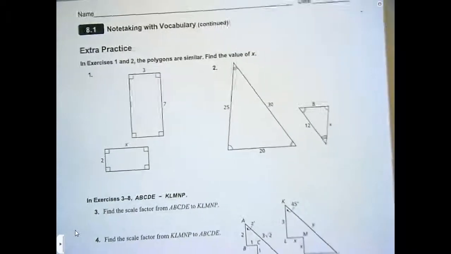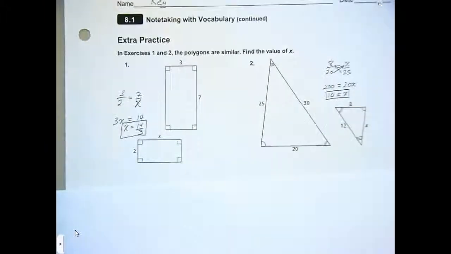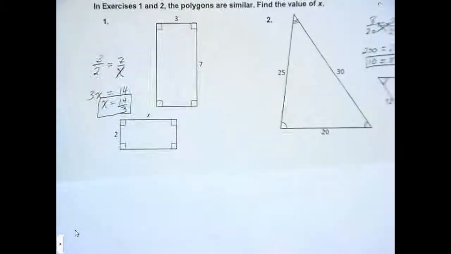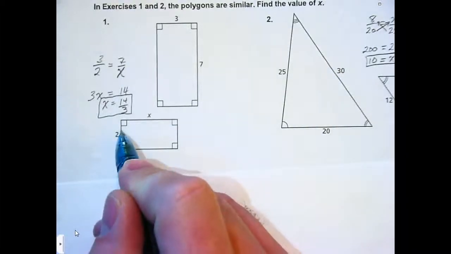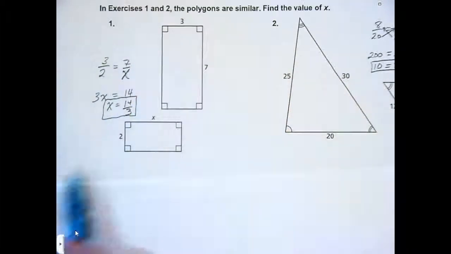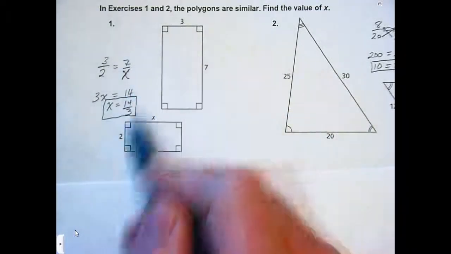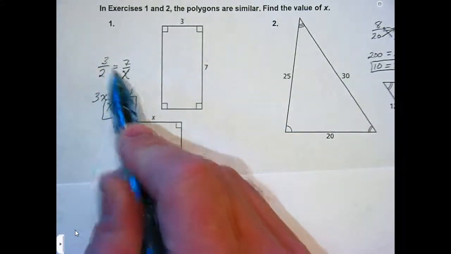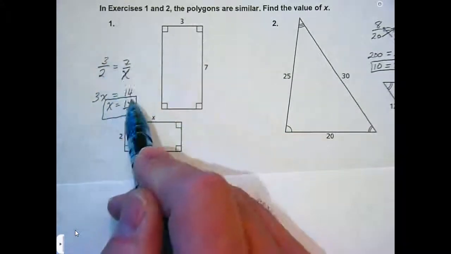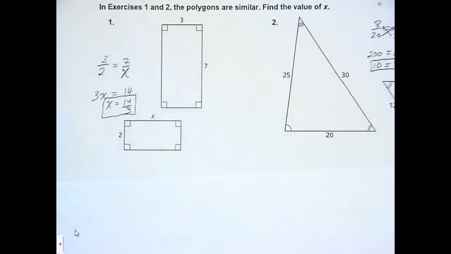Okay, so first thing, you want to keep them in fraction form if you get a fraction. But number 1, you're comparing your lengths. So if I have this length right here, the shorter side of a rectangle, it compares to the shorter side of the bigger rectangle. So I have 3 is to 2, as 7 is to x. Cross multiply, x times 3 is 3x, 2 times 7 is 14. Divide, 14/3.